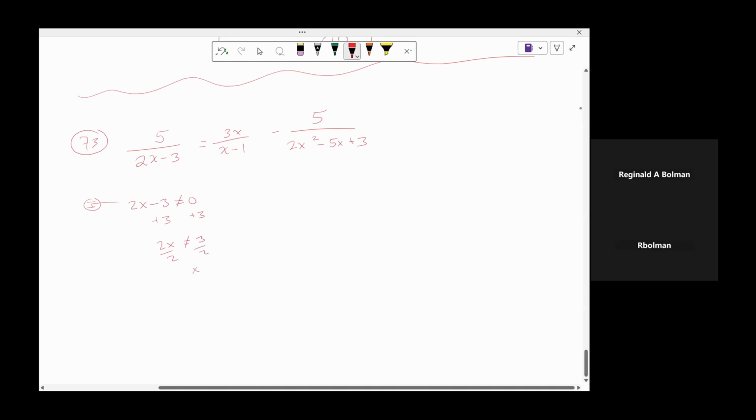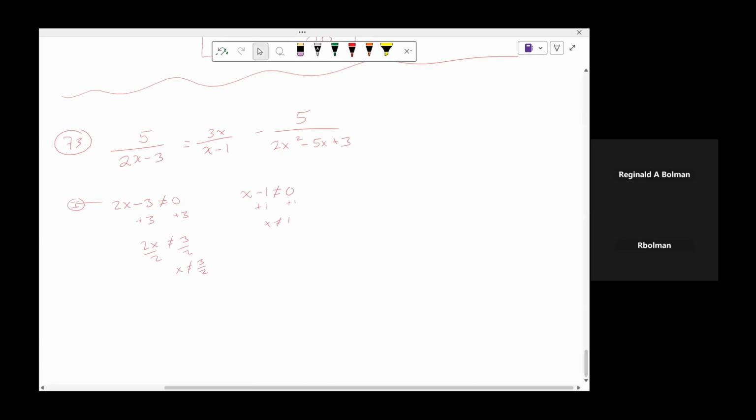And x cannot equal 3 halves as a solution. It also means x minus 1 cannot equal 0, or you add 1 on both sides, x cannot equal 1. It also means that we need to figure out what the factors of 2x squared minus 5x plus 3 happen to be. 3 times 2 gives you 6. So if you take 6 and find the factors, you'll see -6 and a +1 would add to -5.